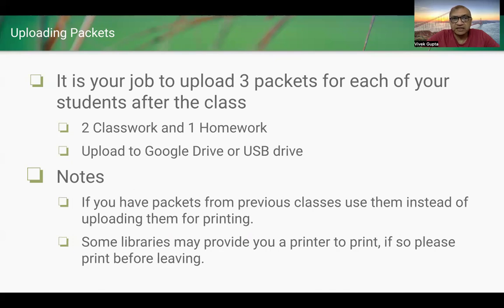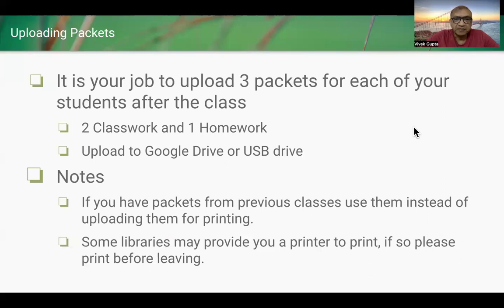Usually, depending on the student, they may be doing 1 packet per class or 2 packets per class. And usually you give only 1 packet for the homework. So that's how you want to plan it. As you learn about the students, you would know that they really can do only 1 packet. So I'm going to print 1 packet for the class and 1 packet for the homework. So that's something you decide as you gain experience, and you upload it to the Google Drive or USB drive, as I said.